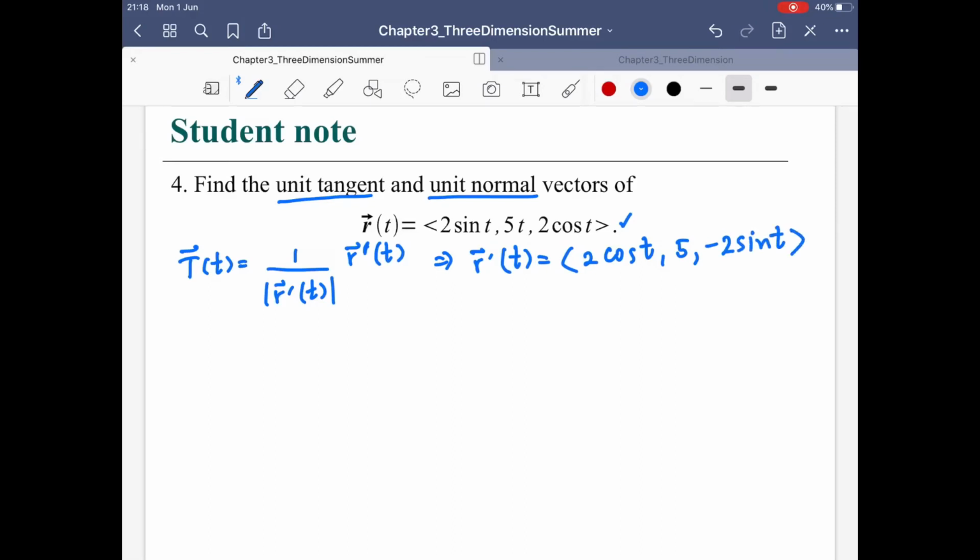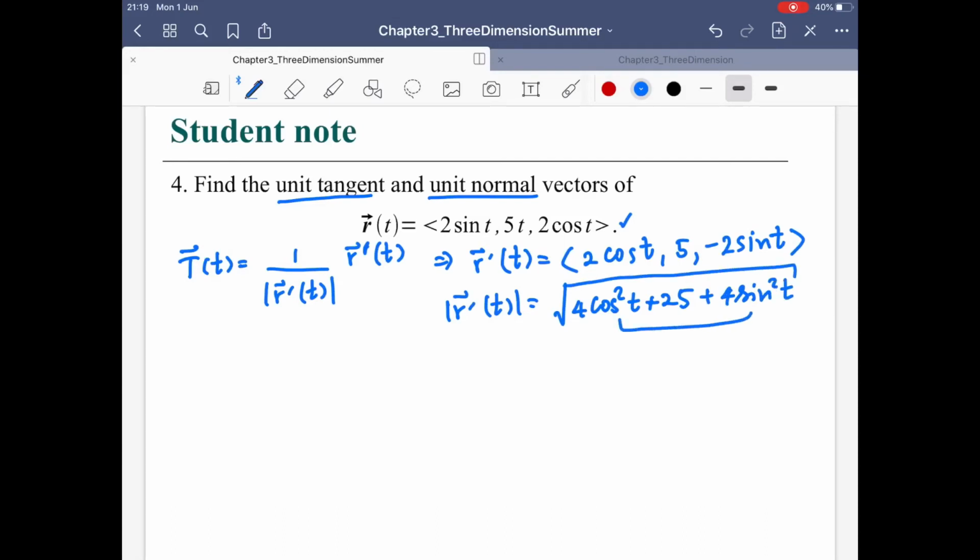Okay, so the length of R prime is the square root of 4 cosine square t, 25, and 4 sine square t. So the sine and cosine squares become 1, so it is 4 and 25, so you got square root of 29. So it means that your capital T is simply 1 over square root of 29 times 2 cosine t, 5, negative 2 sine t.